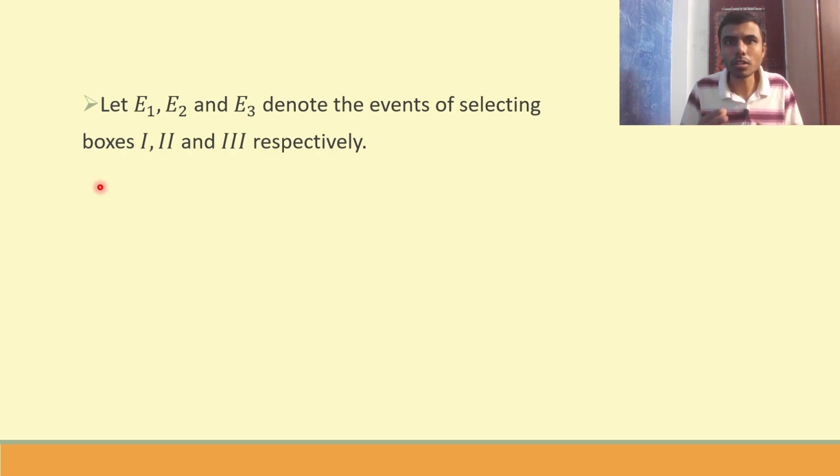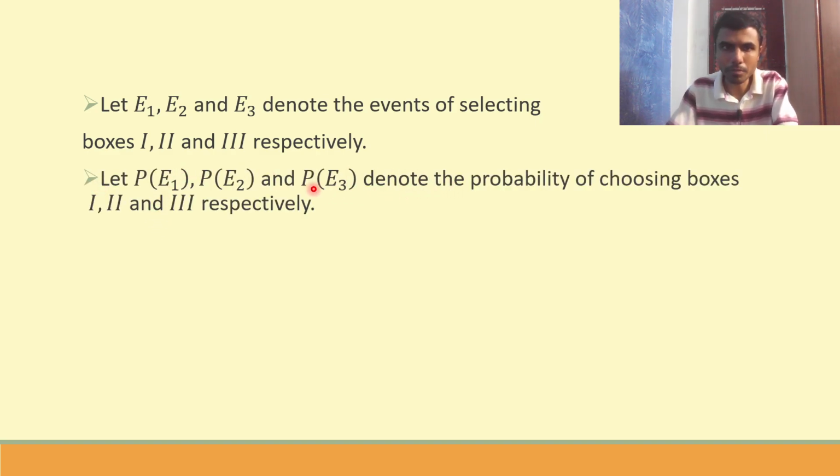Let E1 denote the event of selecting box 1. Let E2 denote the event of selecting box 2 and E3 denote the event of selecting box 3. Now P of E1, P of E2 and P of E3 will denote the probability of choosing boxes 1, 2, 3.